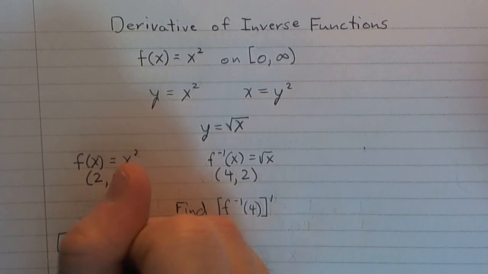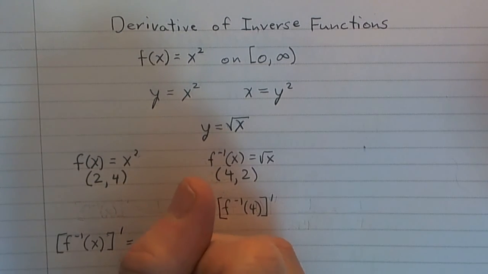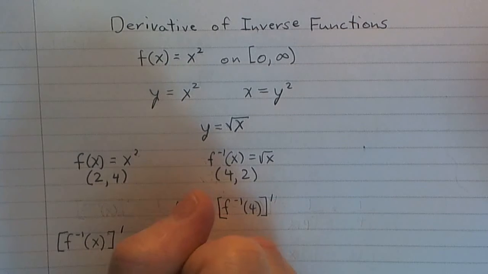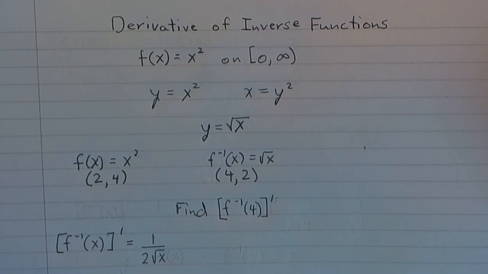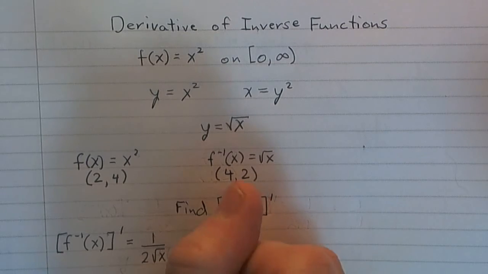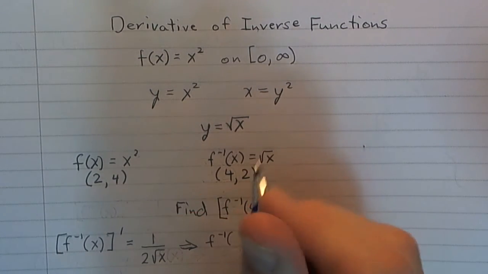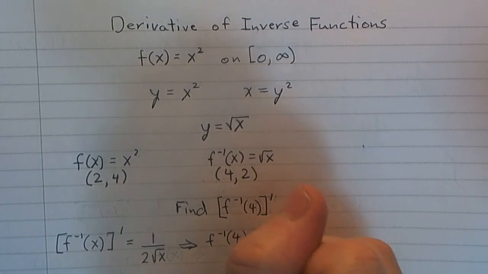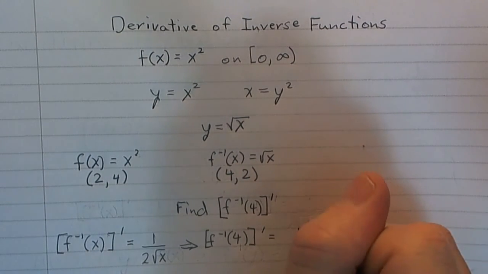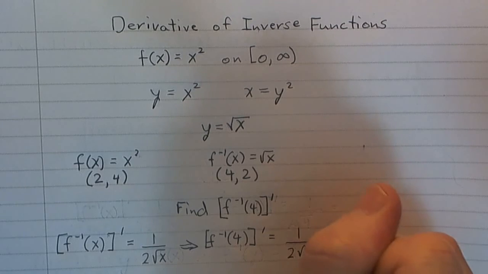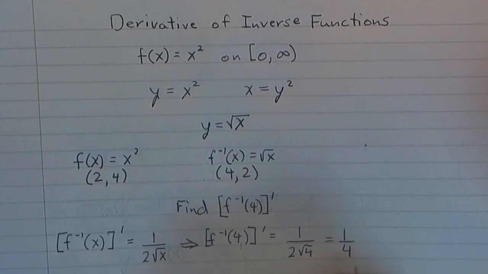Okay, so let me just go through there and do this. It doesn't require anything special. I've just got 1 over 2 square roots of x. That's the derivative. Now, having found the derivative, I can then plug in. So I can plug in this 4. Which is just going to be 1/4. That's going to be my answer.